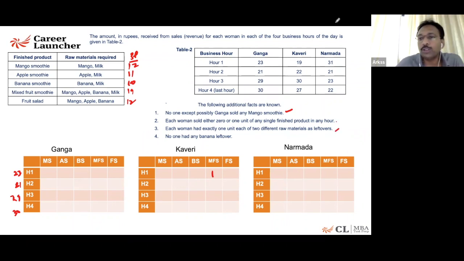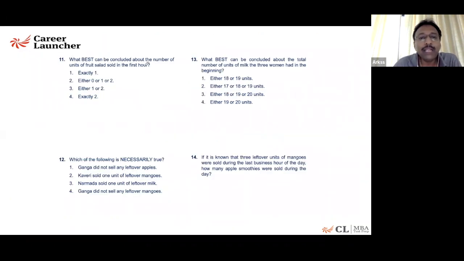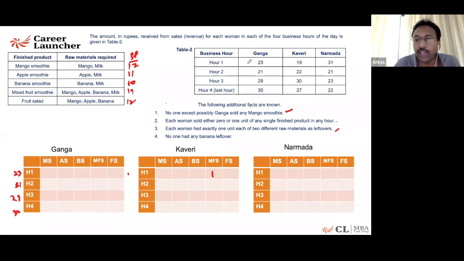Let's look at what are the possibilities. And look at the questions first, very quickly. What best can be concluded? How many are fruit salads sold? What is necessarily true? If it is known that 3 leftover units of mango were sold during the last business hour, how many apple smoothies were sold? What best can be concluded in the number of milk units totally? Okay, we have to solve this completely. There's no choice. Now look at this 23.